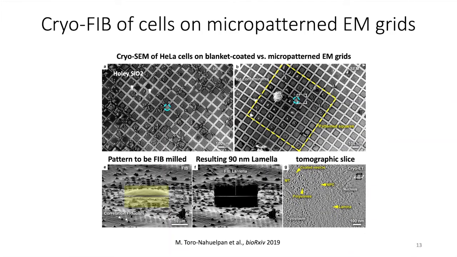Depending on the cell type, cryo-FIB may be required for cryo-ET of cells. So here the researchers used HeLa cells. And so to keep the total sample thickness below 500 nanometers, they had to thin them.